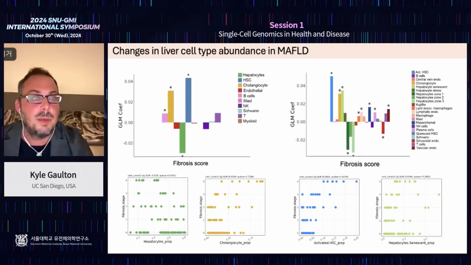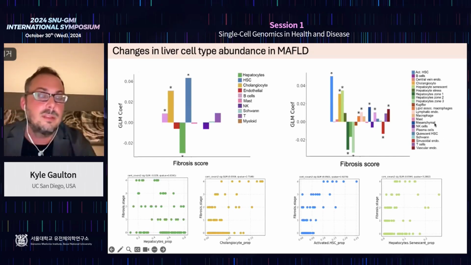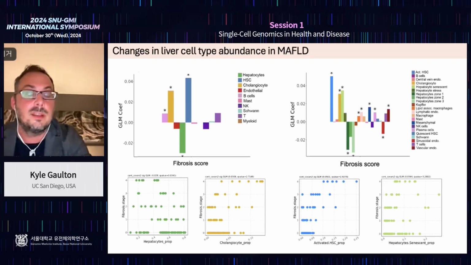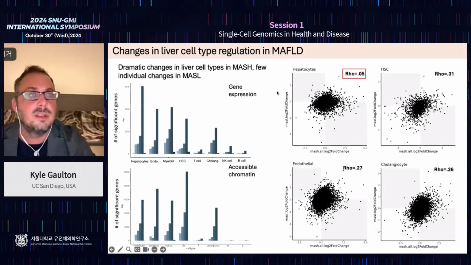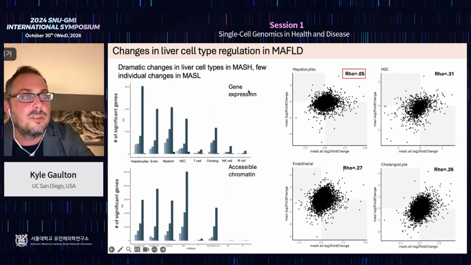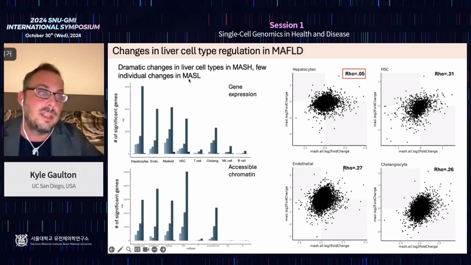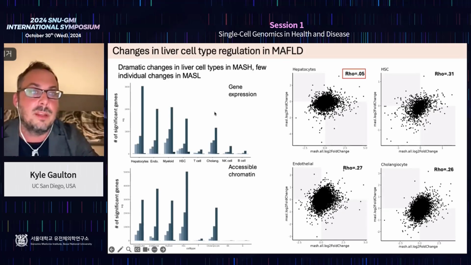So we look at changes in abundance of cell types on the left, as well as cell subtypes on the right. And just to say that there's extensive associations and changes across progression to disease, including cell types that increase in abundance, as well as cell types and states that have decreased abundance. We also find quite dramatic changes in gene regulation in terms of expression and chromatin in MASH, which is the more advanced form of the disease. By comparison, very few individual changes in MASLD, which is the steatosis, the very early stage of disease. So it's a more mild form of the disease, and we don't find many changes.